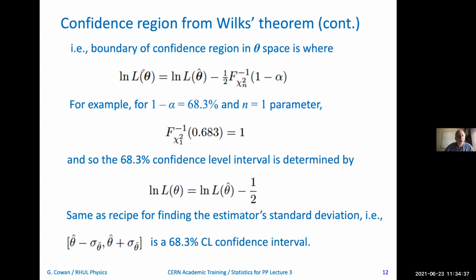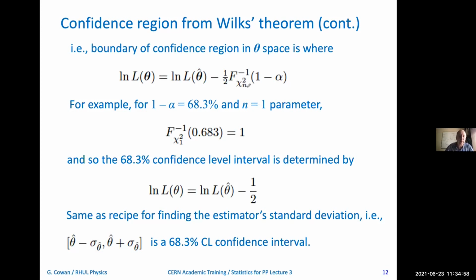Log L, the log likelihood function, is equal to the maximum of the log likelihood function minus a numerical constant, minus 1/2 times the chi-squared quantile of 1 minus alpha. So that's, once you specify the size of the test and you specify the number of parameters we're talking about, this is just a numerical constant.